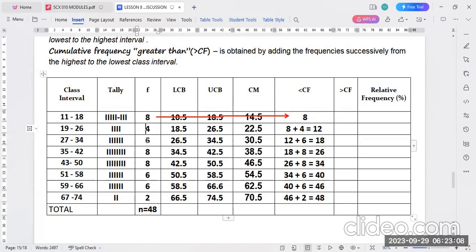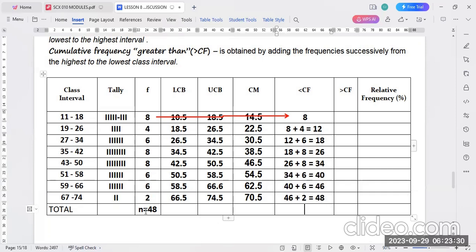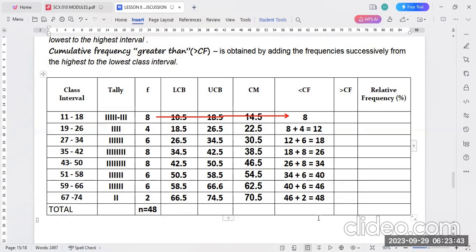So 12 plus 6, that is 18. Then 18 plus 8, that is 26. Then 26 plus 8, that's 34. Then 34 plus 6, 40. 40 plus 6, 46. 46 plus 2, that is 48. Dapat, yung last number doon sa cumulative frequency is equal to the sample size, or N, or the total number of observations. N is equal to 48, that should be 48 yung last number. If it's not 48, then may mali po sa pag-add ninyo.